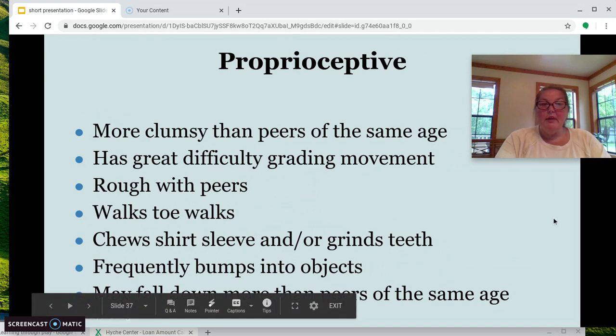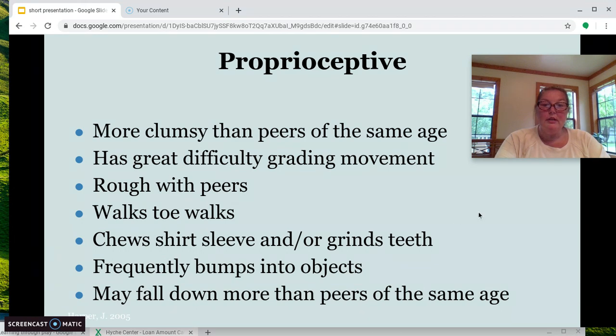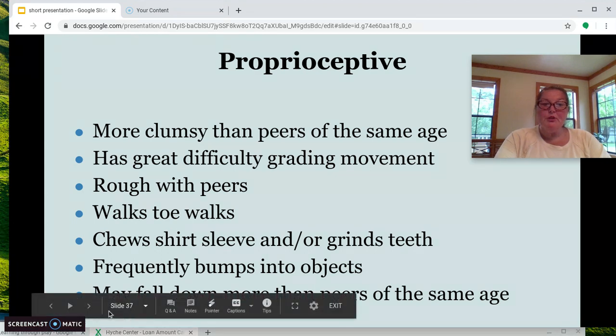For proprioceptive deficit, these are our toe walkers. These are also kids who tend to grind their teeth and chew on things. They tend to be viewed as clumsy, and they often use too much pressure when they play.